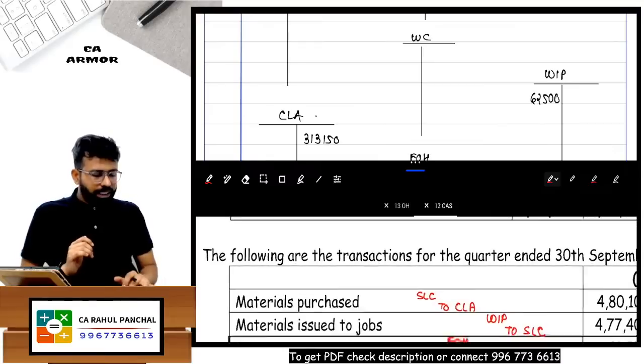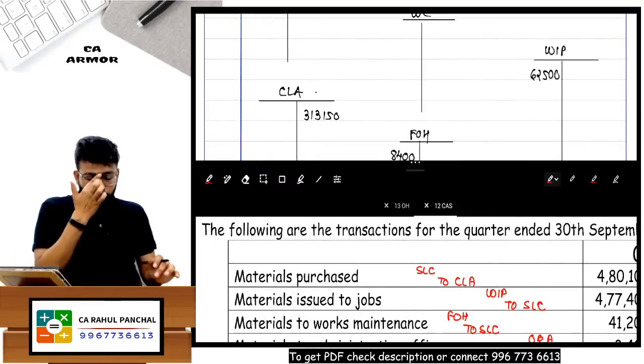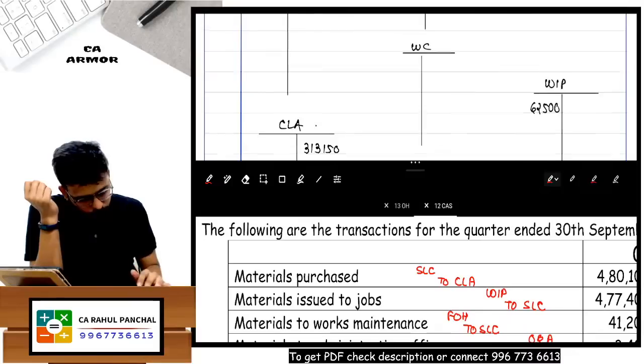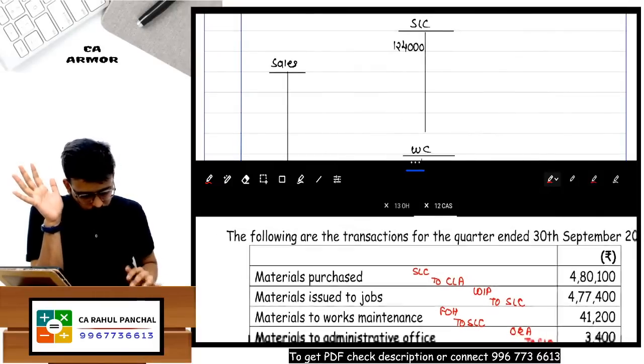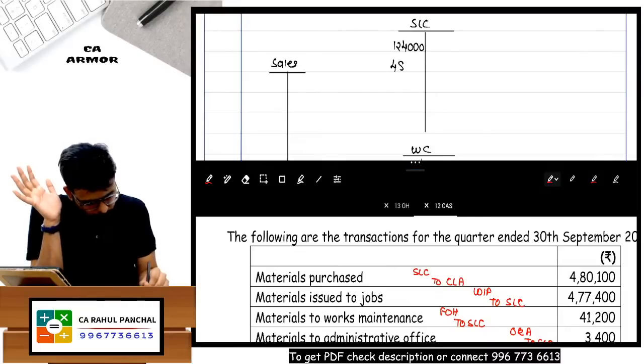So let us try to pass the entries so that you will understand. First of all, material SLC is debited. So just go to the SLC debit side, and what account you will write? To CLA. That ledger posting you know. Just to give you that perspective as to how the closings are done.